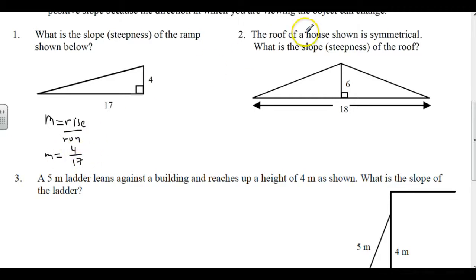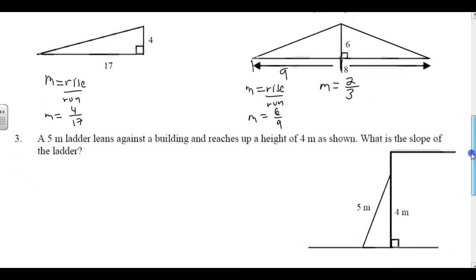The roof of a house is shown as symmetrical. What is the slope or steepness of the roof? So we don't have a run of 18, we have a run of 9. So slope is rise over run, which is 6 over 9. And that reduces to 2 over 3. And generally speaking, that's how we'll leave our slopes, as reduced fractions.